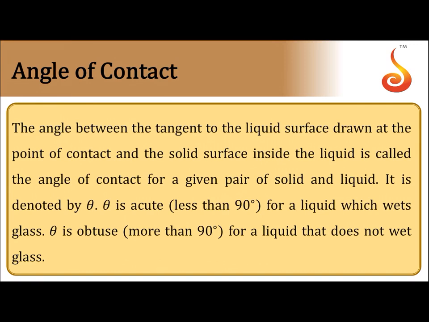Coming to next concept, that is angle of contact. Angle between tangent to the liquid surface drawn at the point of contact and the solid surface inside the liquid is called angle of contact. So it is constant for given pair of solid and liquid. It is denoted by theta. So for a liquid which wets the surface, theta is acute. If the liquid does not wet the surface, then theta is obtuse.